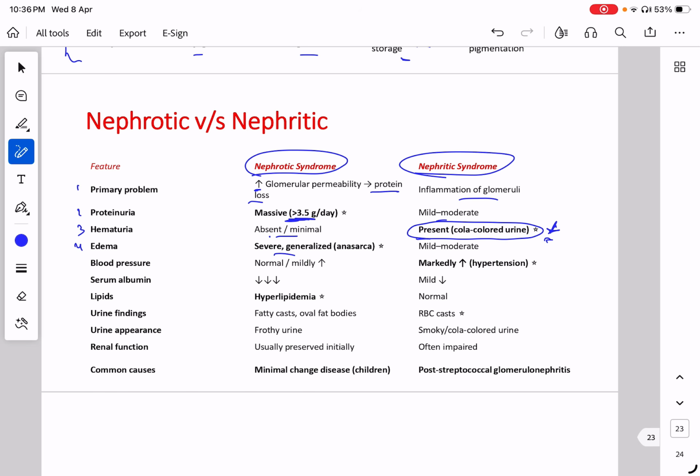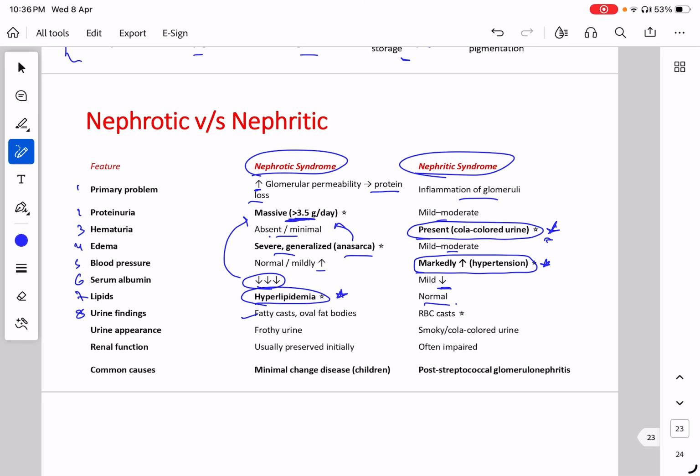Edema is severe or generalized anasarca because of massive protein loss in nephrotic, while it's mild to moderate in nephritic. Blood pressure is normal or mildly increased in nephrotic, while it is markedly increased, severe hypertension, in nephritic. Serum albumin is severely decreased in nephrotic because of severe proteinuria, while it is mildly decreased in nephritic. Lipids: hyperlipidemia in nephrotic, while it is normal in nephritic.